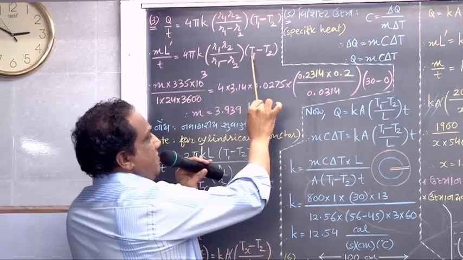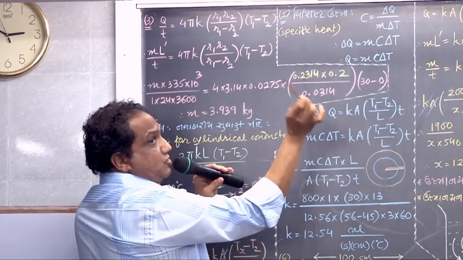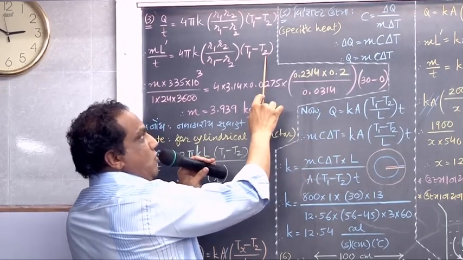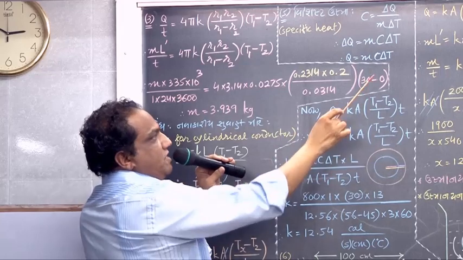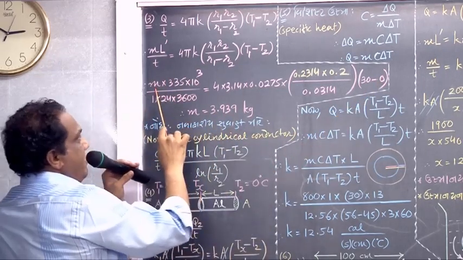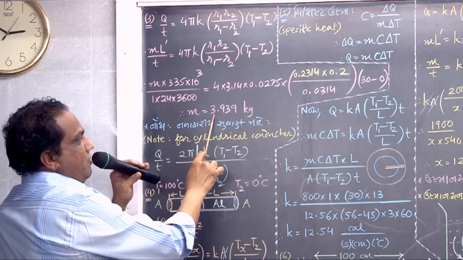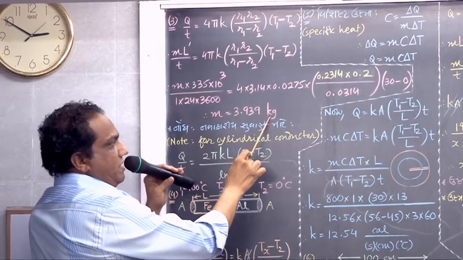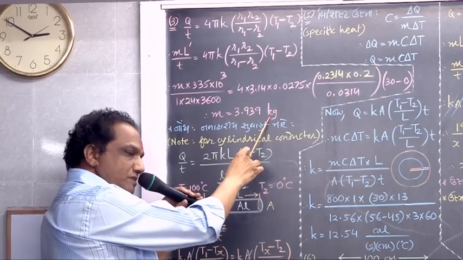0.0314. What about higher temperature? 30 degrees centigrade. That is the outside temperature. And this is the lower temperature, the inside temperature, which is 0 degrees centigrade. Simplify and find out the value of M. It comes out to be 3.939 kilogram.